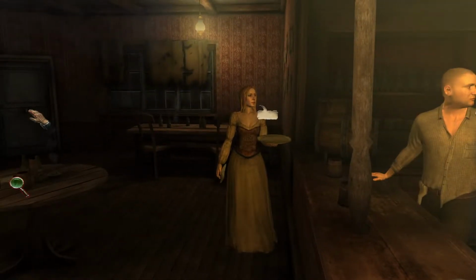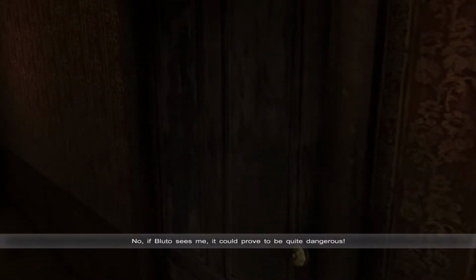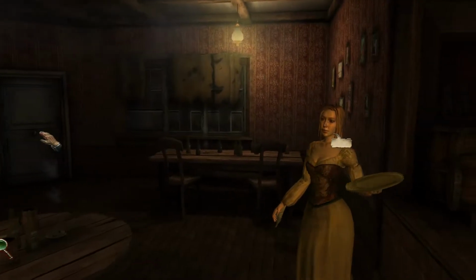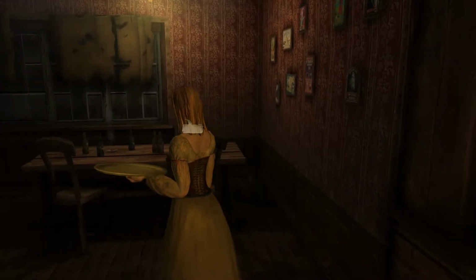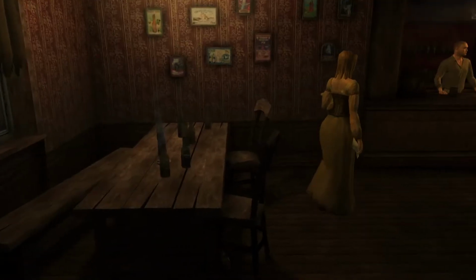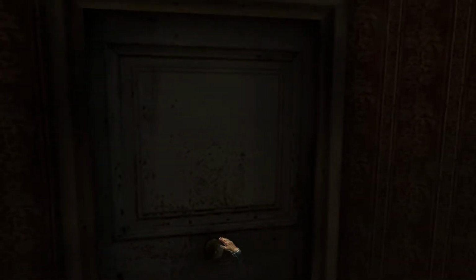Am I done in here? Well, I can't see Bulling, so obviously it doesn't help. We could try and open this door. No, if Bluto sees me, it could prove to be quite dangerous. Yes, very dangerous, so no. Can I talk to you anymore? Yes, sir. Nothing, apparently. Okay, we have the book and we have read the notes and asked everybody. I have no idea what I'm supposed to do now.